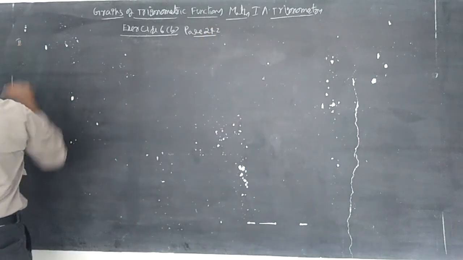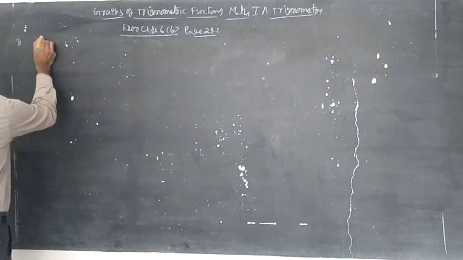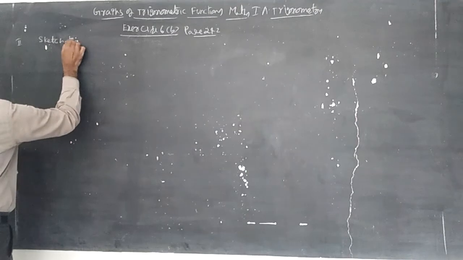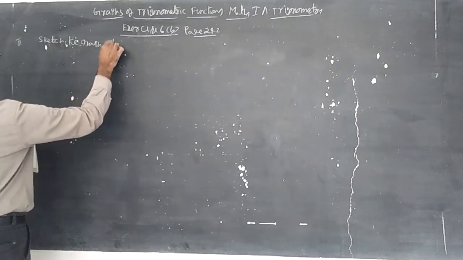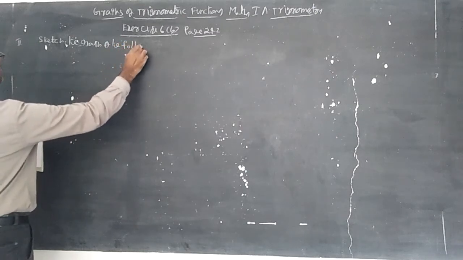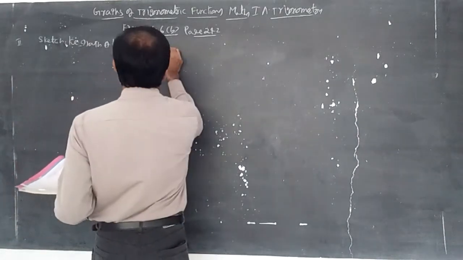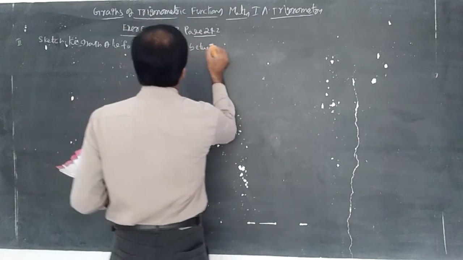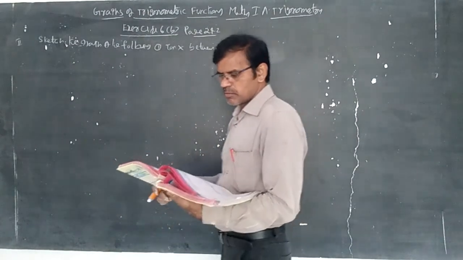Yesterday I said Roman number 1 sums are completed. Here, sketch the graph of the following. Sketch the graph. First one, tan x between 0 and pi by 4. Tan x between 0 comma pi by 4.